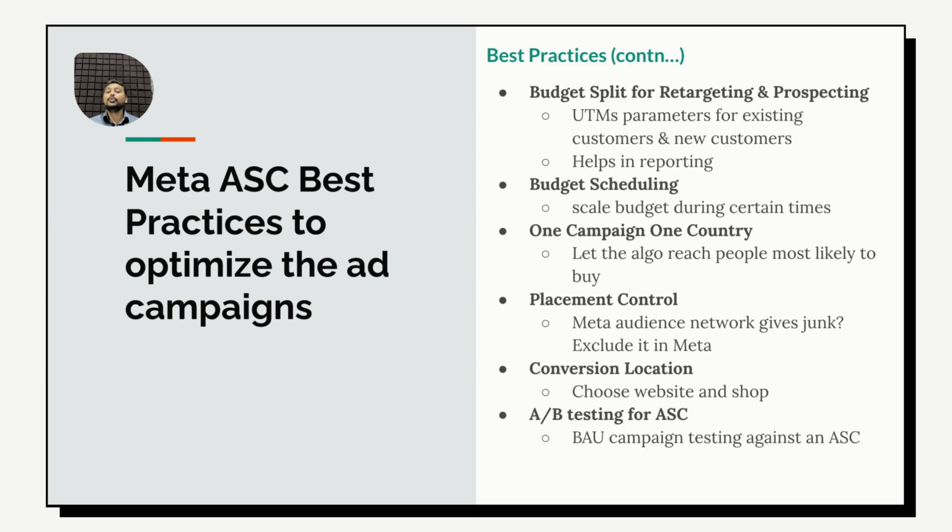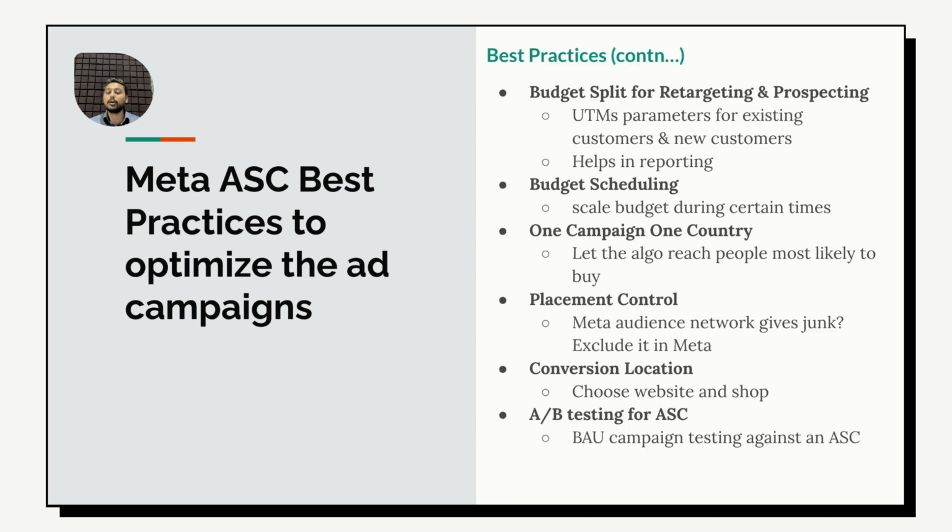One more thing is, you can split your budget into two things. One is for the retargeting and prospecting within the same campaign. So what you do is, first, before even going to budget split, go to the ad account level, use the audience controls for advantage shopping campaigns, set up UTM parameters for your existing customers and new customers. So for example, for existing customers, use first party audience data as the UTM parameter. For new customers, write new customers. So based on this, you will be splitting your budget for both existing customers and for finding new customers.